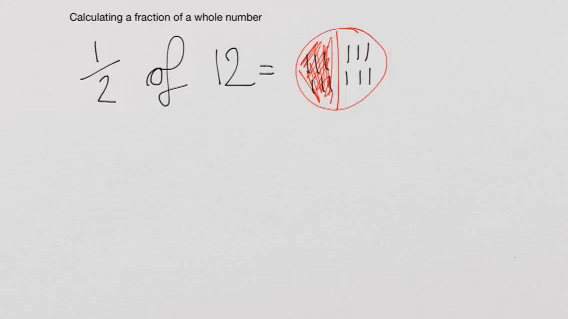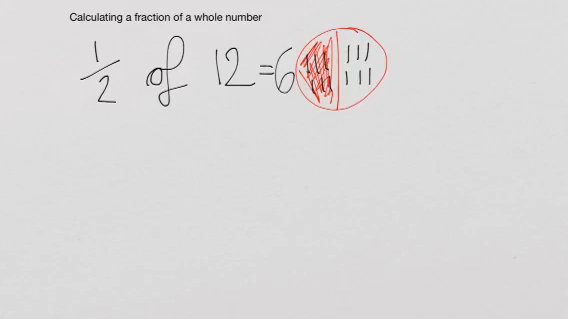And because I'm only interested in 1/2, as we can see here, 1 out of a possible 2, I'm going to be only interested in 1/2 for finding my answer, which is why I've coloured 1/2 here. So my answer is 6, because you can see there are 6 in this half.